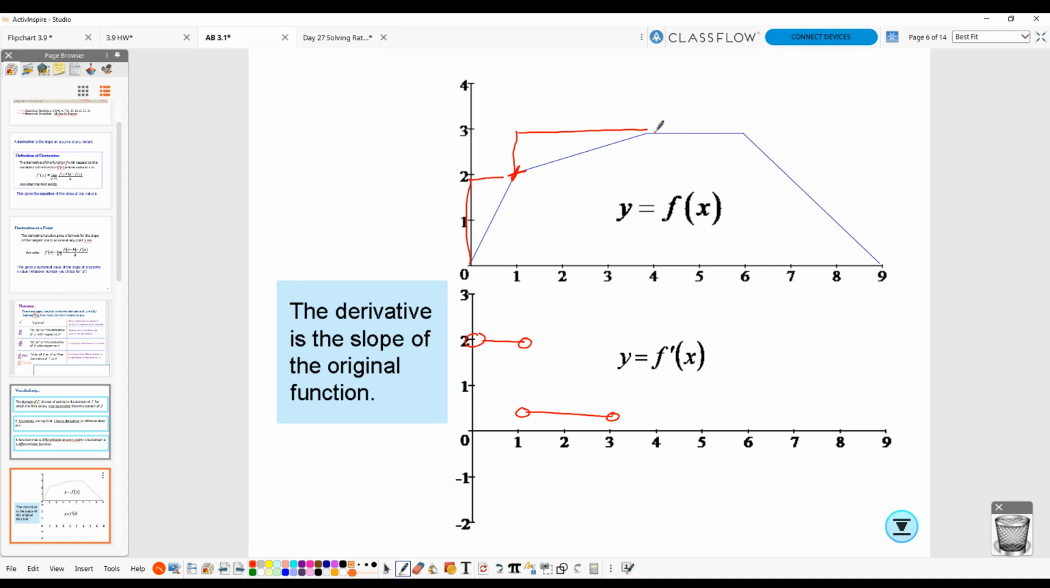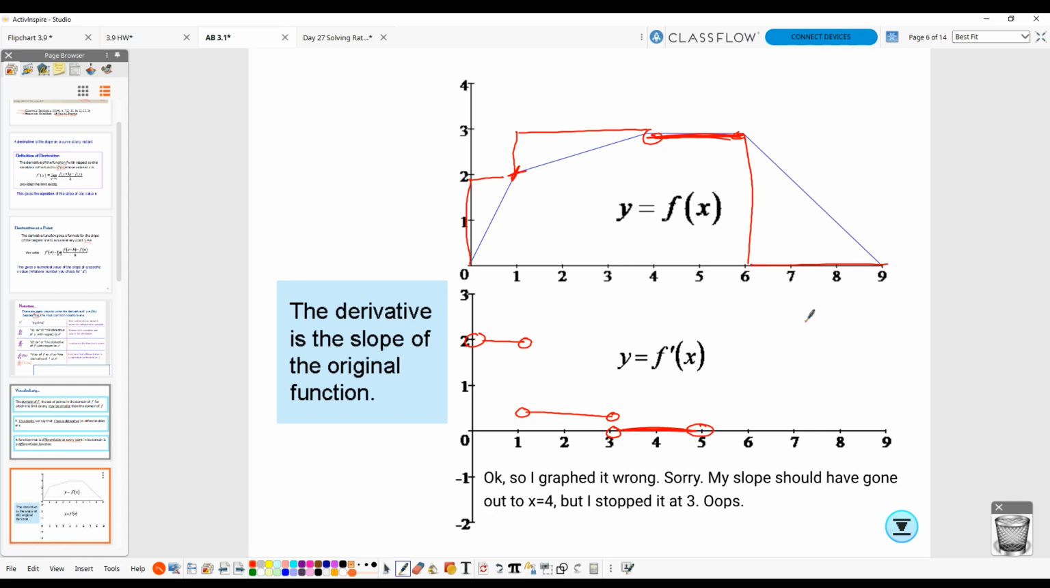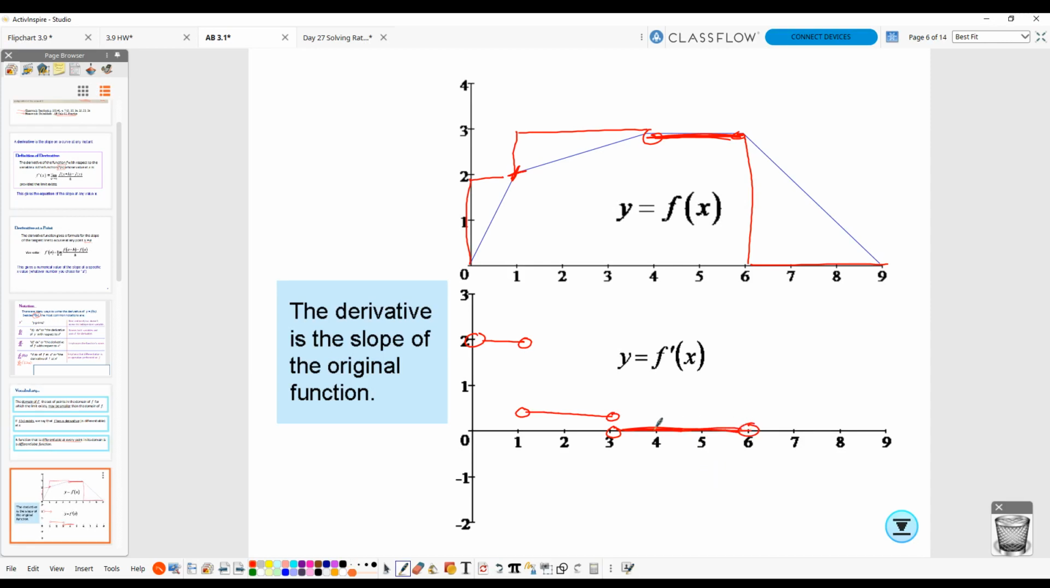Over seconds 4 to 6, it was flat, there was no rate of change. It does have a slope, and it is 0. And then here we went down 3 and over 3, so the slope was -1 for those remaining pieces. 0 slope from 3 to 6, and then from 6 to 9 we went down 3 and over 3, so the slope there was -1. There you've graphed a derivative.